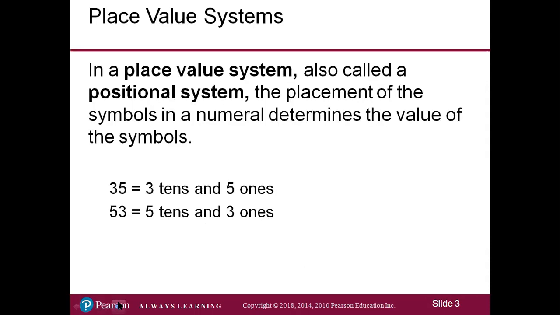In a place value system, also called a positional system, the placement of the symbols in a numeral determines the values of the symbol. For example, a 3-5 and a 5-3 are different in a place value system. The 3 represents 3 tens, and the 5 represents 5 ones when it's written 3-5, reading from left to right. And the 5-3 is 5 tens and 3 ones.